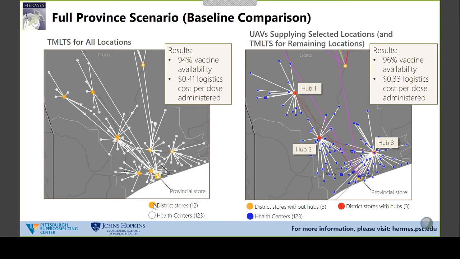The logistics cost per dose administered is basically the total logistics costs, so that's storage, transport, labor, and the buildings, and we divide that by the total number of doses administered. So that gives some idea of the efficiency. That actually dropped, and that was because of lower costs overall, but as well as more doses being administered.